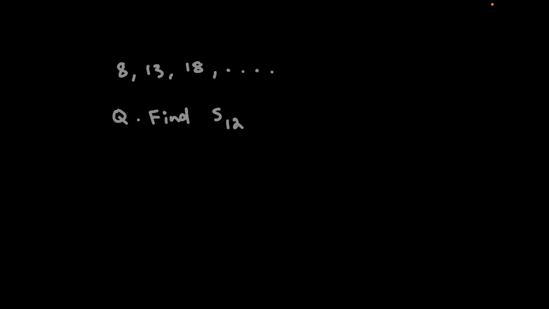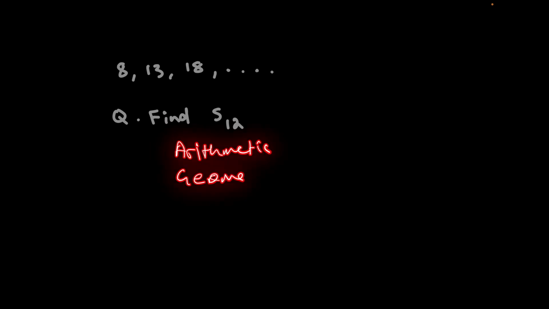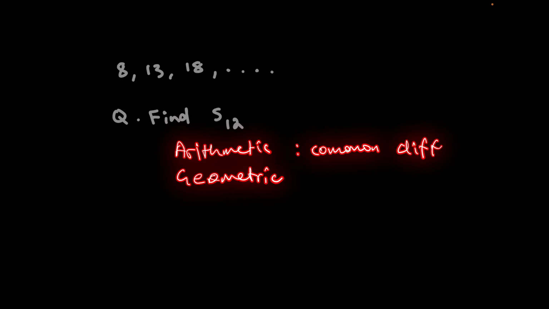Okay, in this video we're going to be talking about arithmetic series. Now we learnt what a sequence was, and a sequence was just a list of terms. And you can have two types of sequences. You can have an arithmetic sequence, or you can have a geometric sequence. And an arithmetic sequence is one which has a common difference. Okay, so a common difference between each consecutive term.